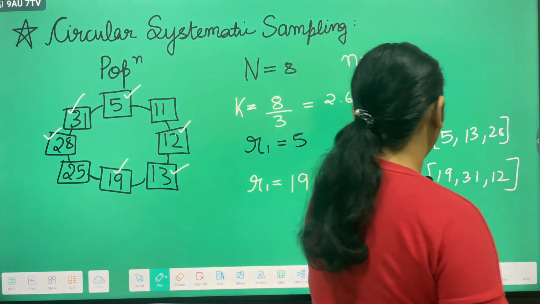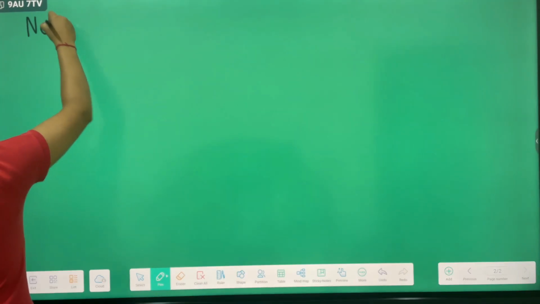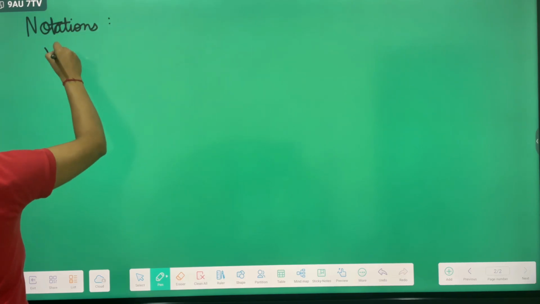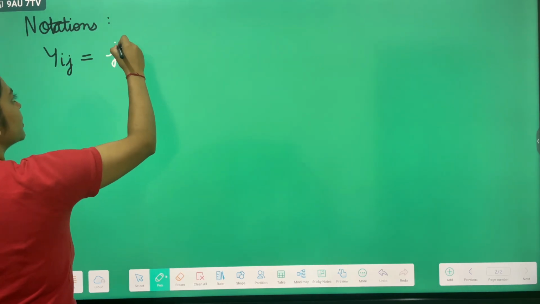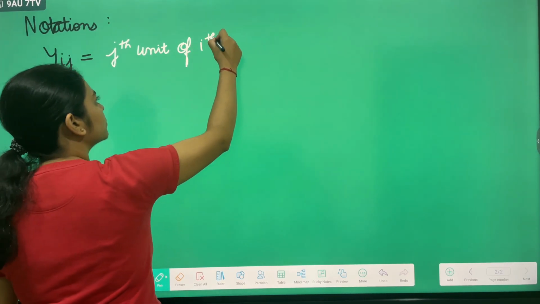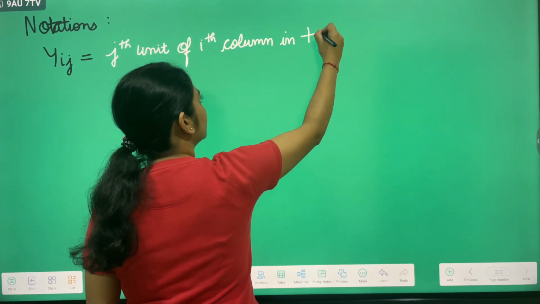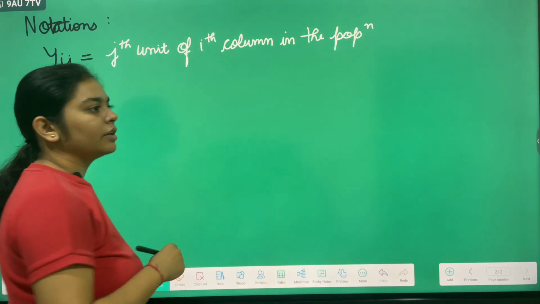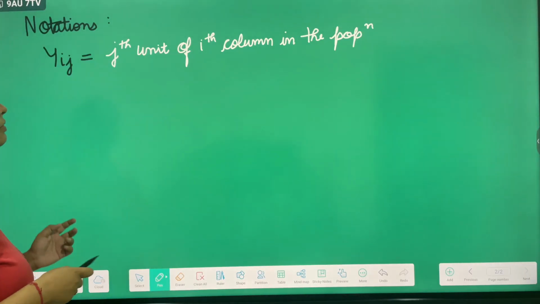So let us move forward with the derivation. The notations are as follows. Yij is the jth unit of the ith column in the population. We have done the layout of the systematic population, so we selected the ith column, and in that the jth unit is Yij.